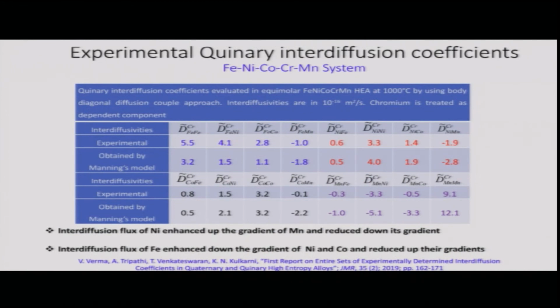Very strong diffusional interactions are observed. If you look at especially D iron nickel, it is almost same as D iron iron, and it is positive, which means in this quinary system interdiffusion flux of iron is enhanced down the gradient of nickel and reduced up its gradient. You can also look at D nickel manganese, which is negative and same order of magnitude as main coefficient D nickel nickel, which means again the interdiffusion flux of nickel is enhanced up the gradient of manganese and reduced down its gradient.